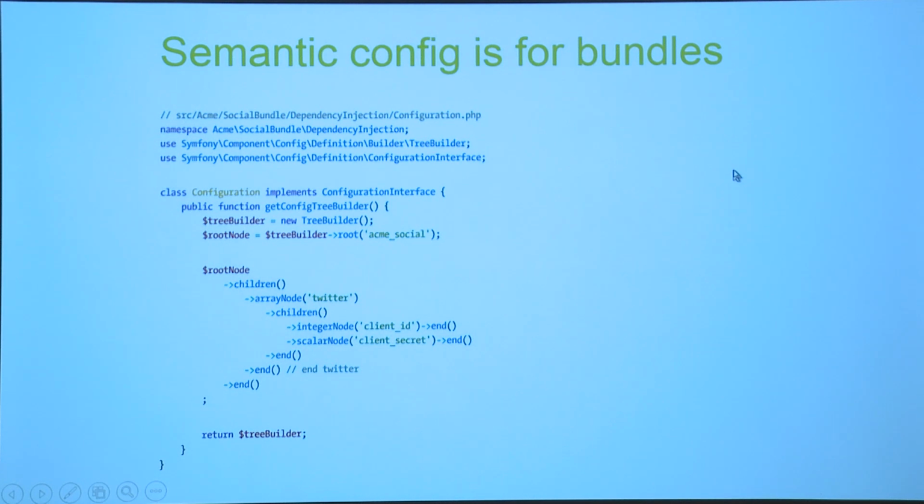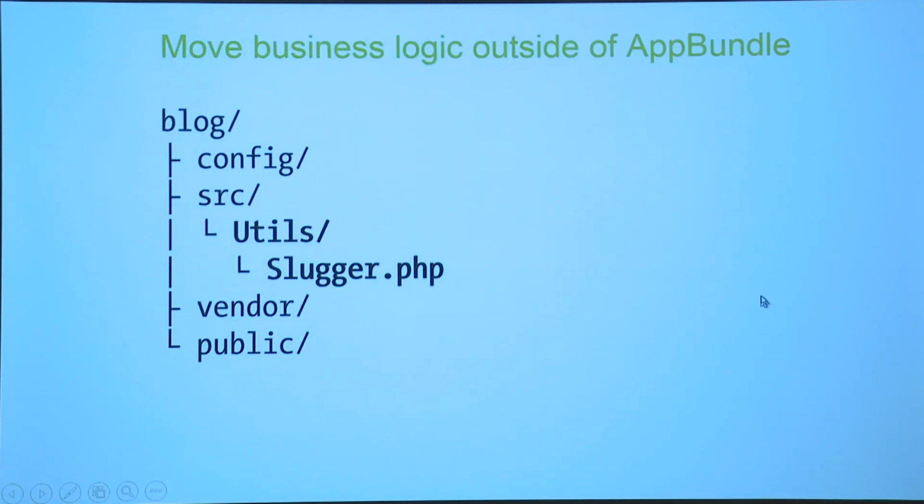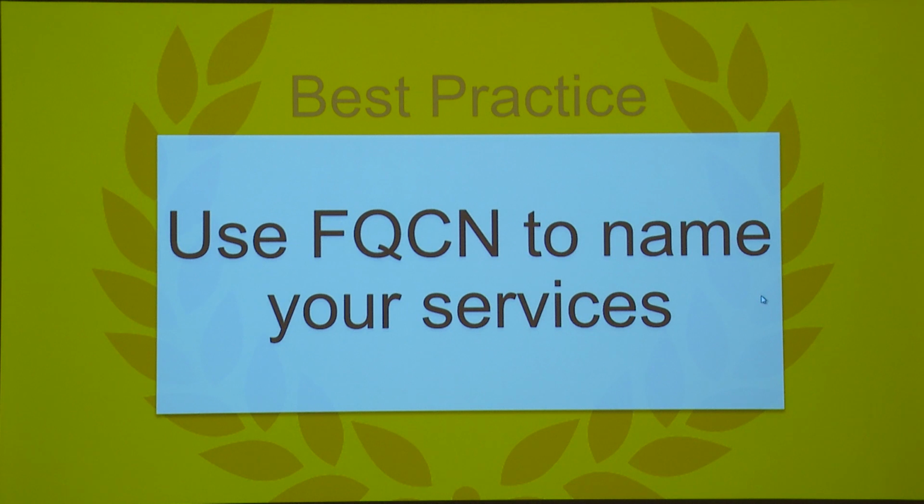So this is how you declare configuration. This is for bundle. Let me skip that. So for business logic, so everything that is your business. So now it says not controllers and routing. For routing now you can do that, but just move everything into the source folder. That's what we did all the day, so I'm sure this is obvious. So just use the SRC folder to put your files. Use the fully qualified class name to name your services. That's what is done automatically for you.